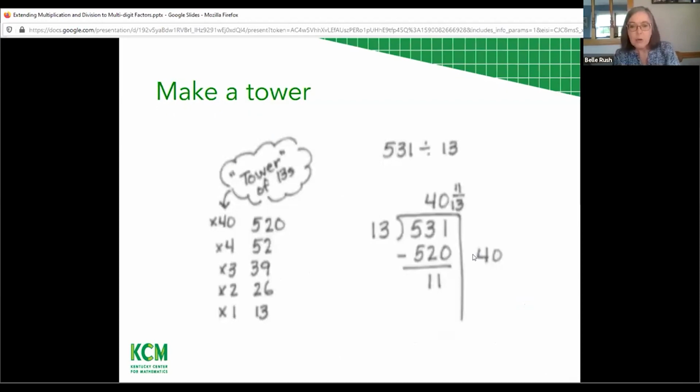All right, make a tower. With this game, your divisor is 13, so they make a tower over on the left, starting at the bottom. They make this tower. 1 times 13 is 13, 2 times 13 is 26, 3 times 13 is 39, 4 times 13 is 52. Well, if I do that 40 times, it gives me 520, which is close to over here where I could take that out of 300 or 531. So they're making a tower of their multiples of 13.